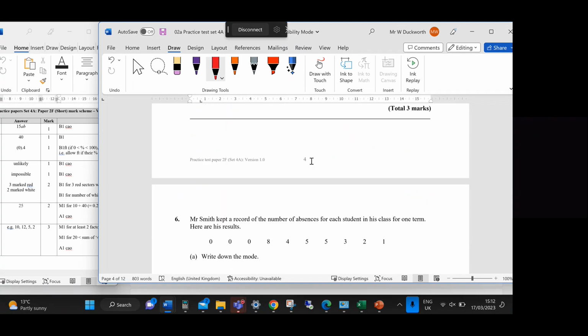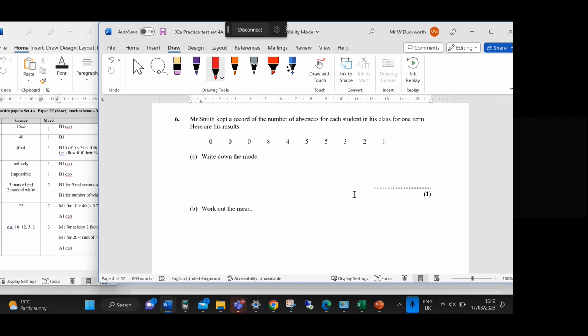Okay, question 6 then. So Mr. Smith kept a record of the number of absences for each student in his class in one term. Here are the results: 0, 0, 0, 8, 4, 5, 5, 3, 2, 1. So Mr. Smith kept a record of the number of absences for students in his class for 1 term. Okay, so these would be, I would assume, weeks or days. Okay, but anyway, write down the mode.